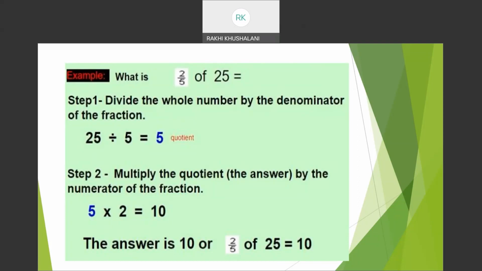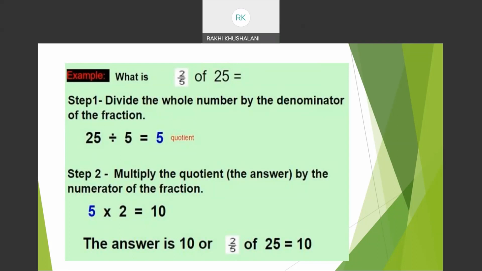Step number 1 is to divide the whole number by the denominator of the fraction. What is the denominator of the fraction? 5. What is the whole number? 25. So 25 divided by 5. Children, the most common mistake during the exam is 5 divided by 25. No children, the dividend is always the bigger number. So 25 divided by 5 gives me 5, which is also called the quotient.